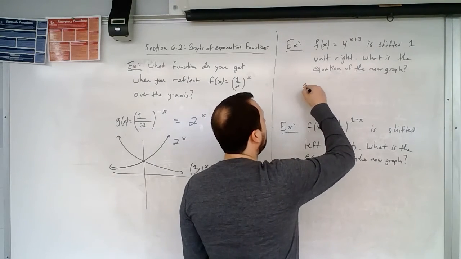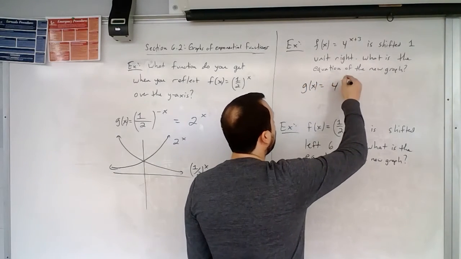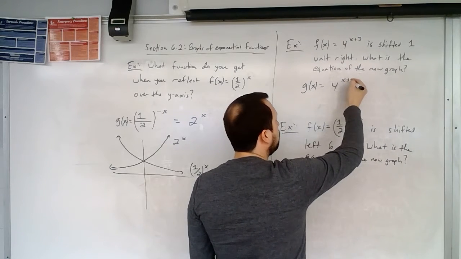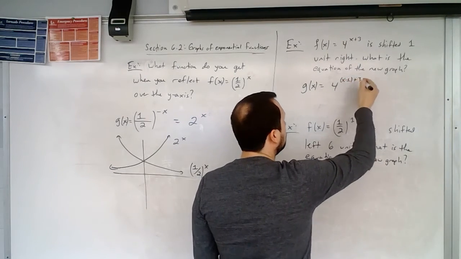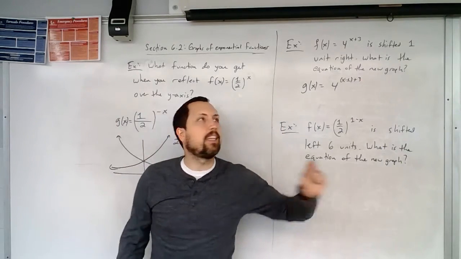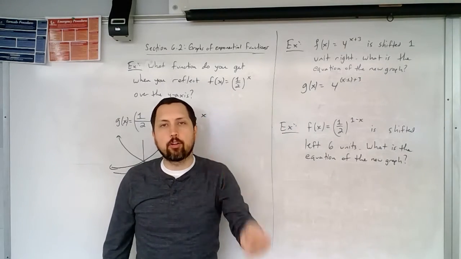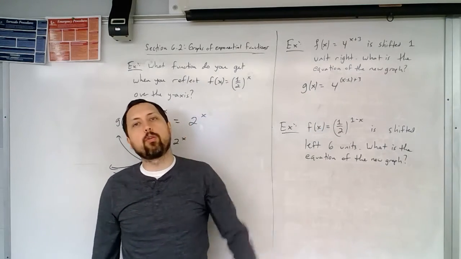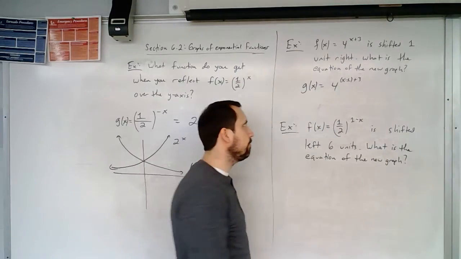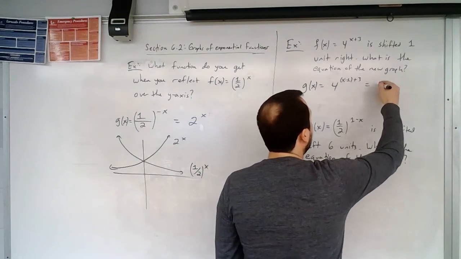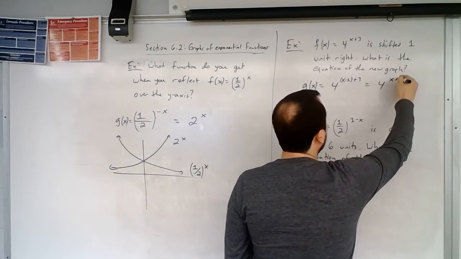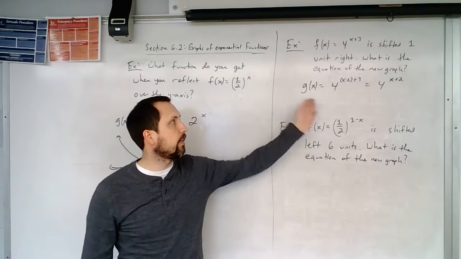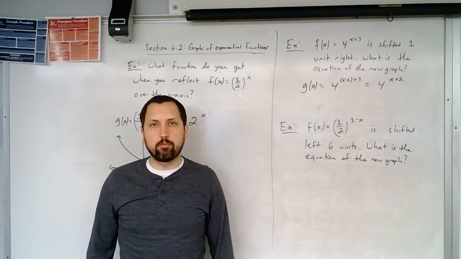So g of x is going to be 4, and then wherever the x was, I now want to replace this with x minus 1, plus 3. So as close as I can get to the x, I'm going to put the graph transformation of shifting right 1 unit, which is going to be subtracting 1. Now I can simplify this as being 4 to the x plus 2. So that is my function. g of x is 4 to the x plus 2.